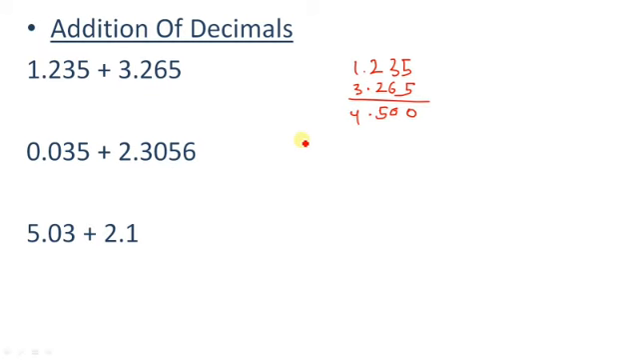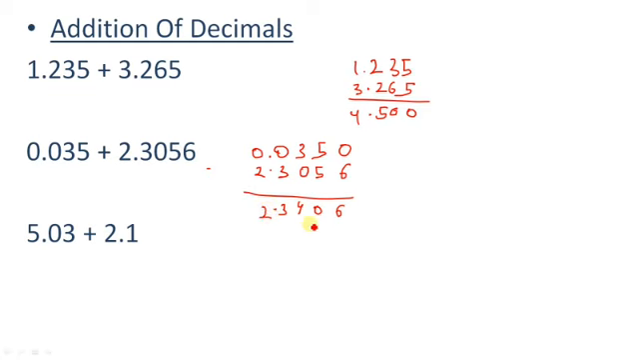Then we have 0.035 plus 2.3056. Look, under the last 6 there is nothing, so we can add a 0. Then we'll add this simply. 5 plus 5 is 10, so 0 and carry 1, then 3 plus 1 is 4, 3 and 2, so the answer is 2.3406.